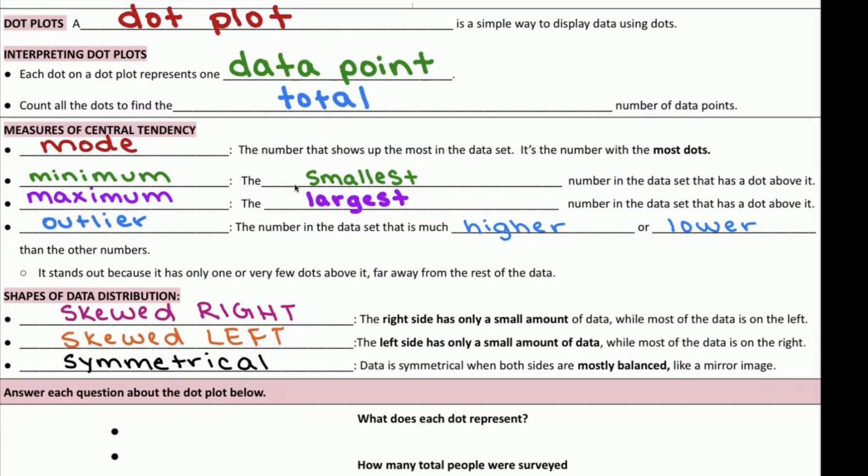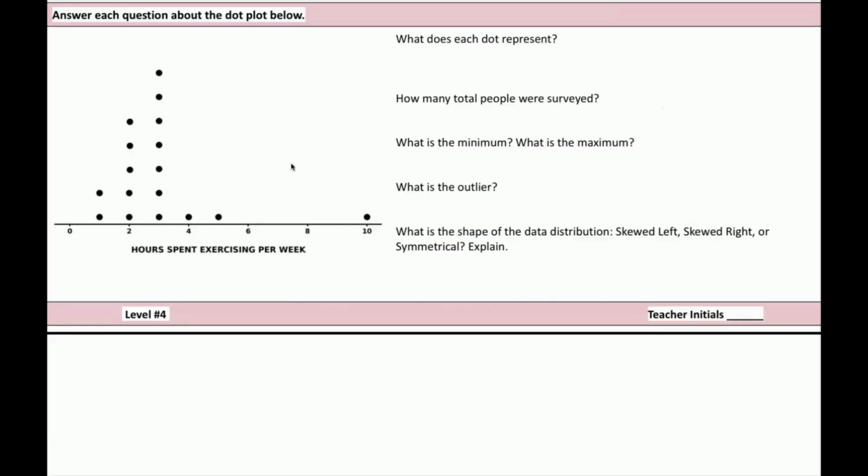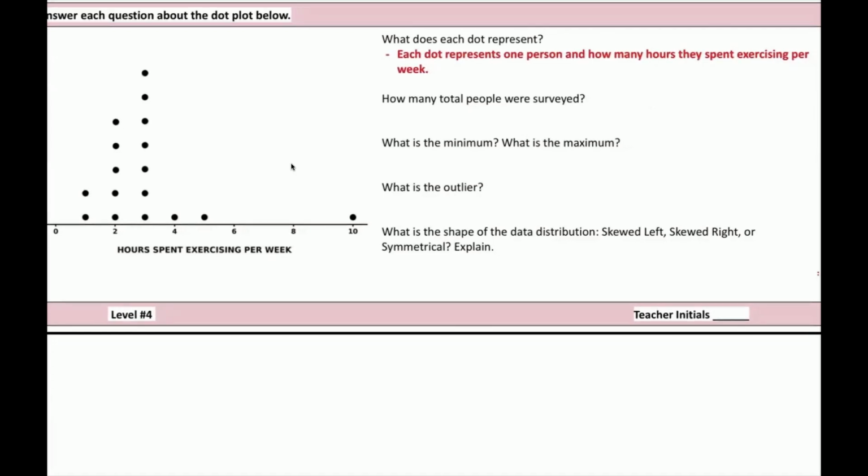So let's answer some of the questions on our dot plot below. The first question says, what does each dot represent? Each dot represents one person and how many hours they spent exercising per week. So if you're looking for what the dot plot's about, you can always check under the number line and that'll give you a hint. And just remember, every dot represents one person's response.